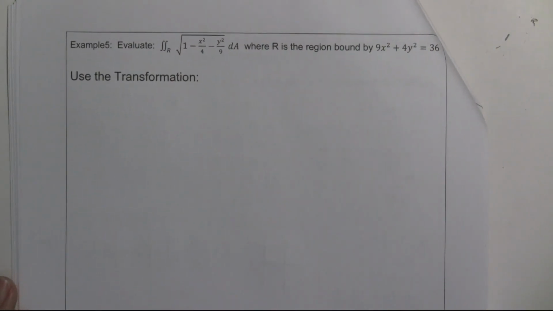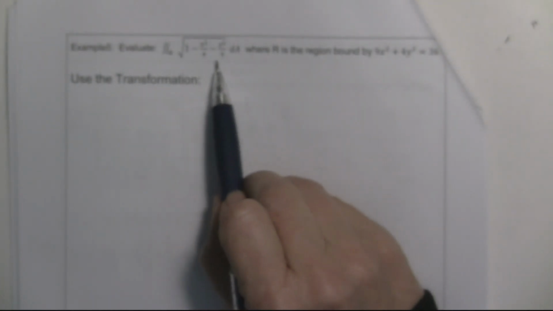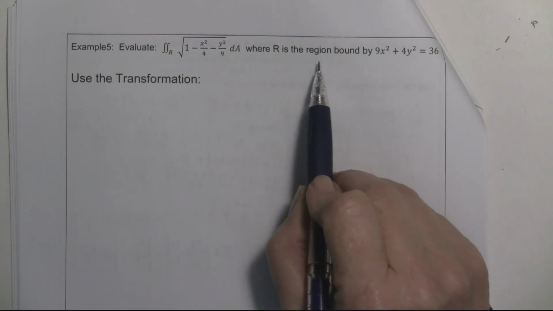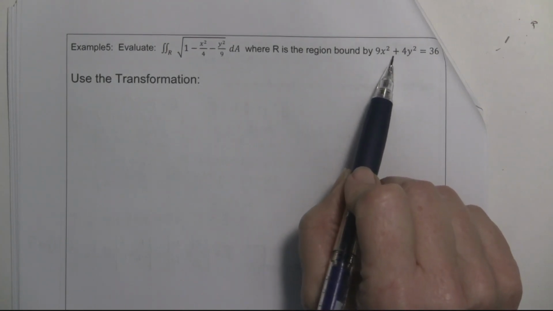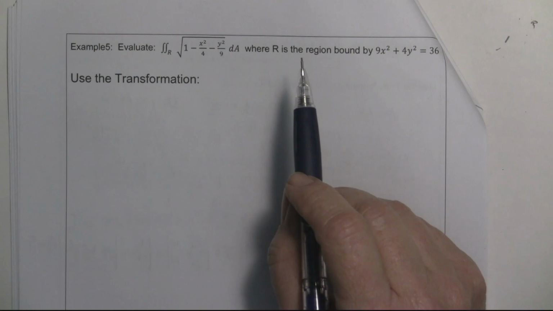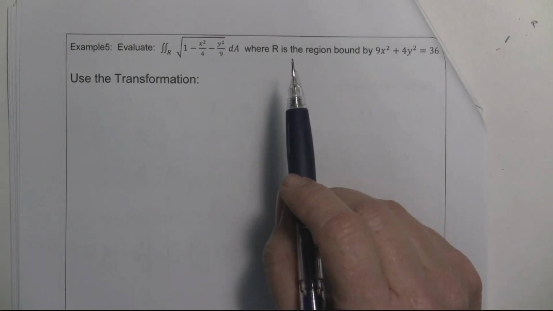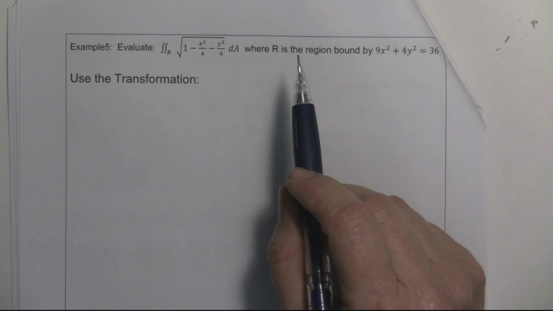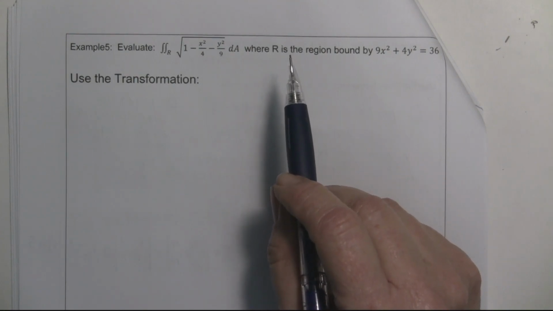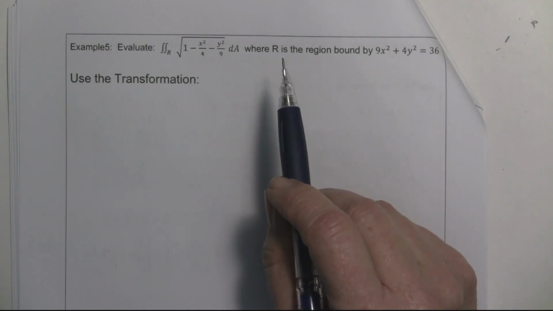So this is example 5, and it's in the rectangular coordinate system. And the region R that we're going to be integrating over, do you recognize that? It's not a circle. And since it's not a circle, we can't use polar coordinates. And that's the problem, because x squared plus y squared equals r squared. But what do you do if they have coefficients of 9 and 4?